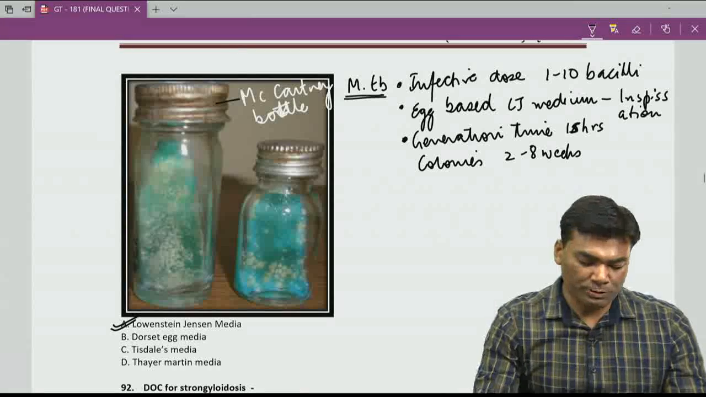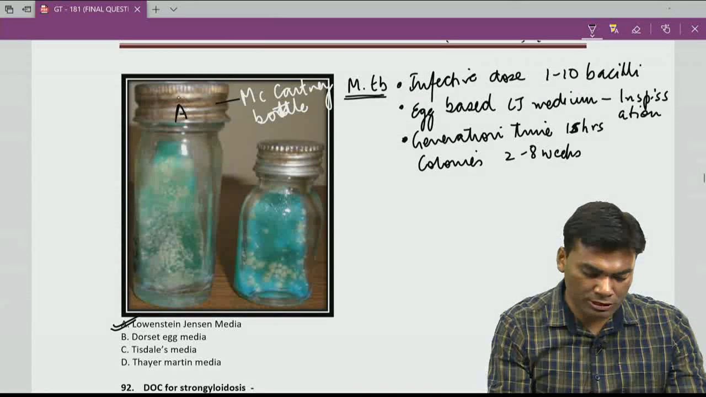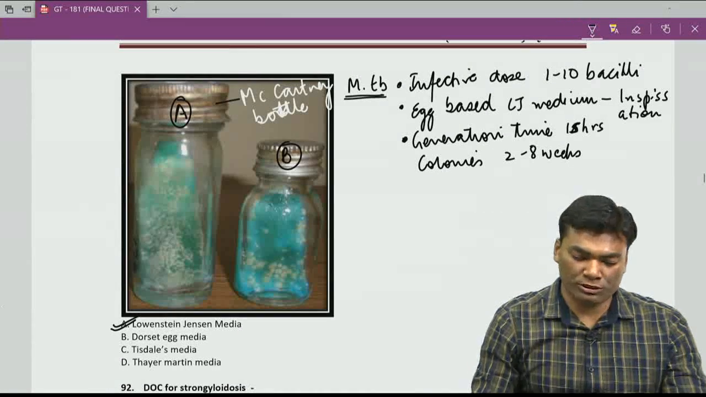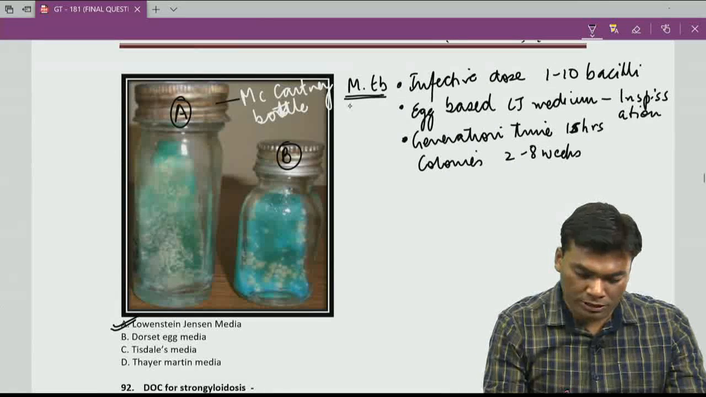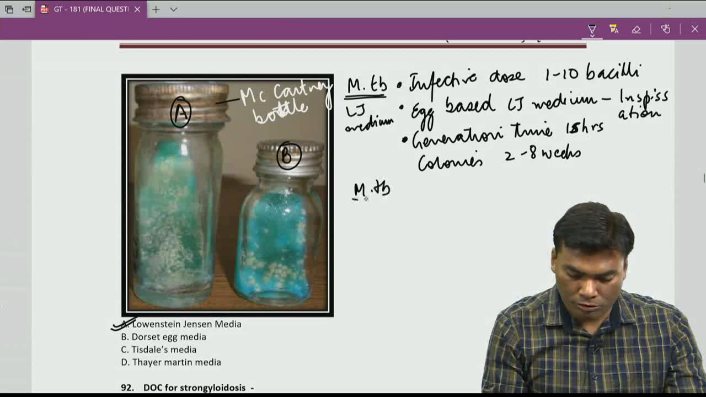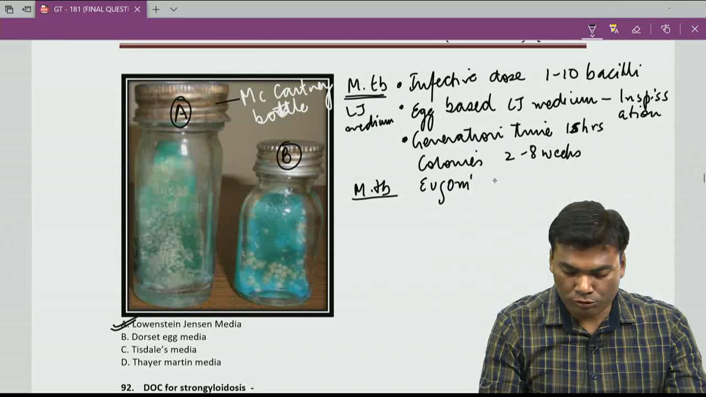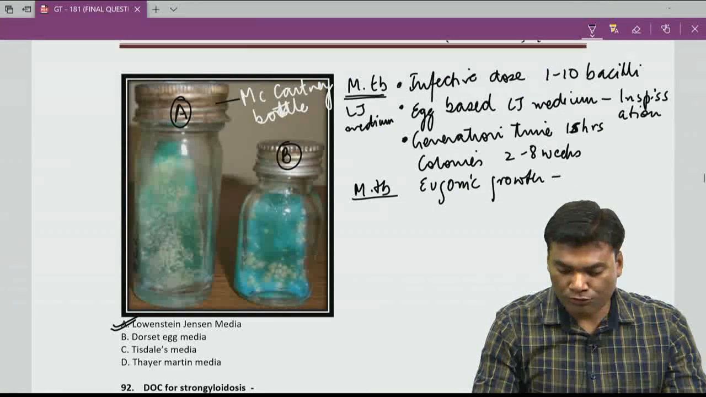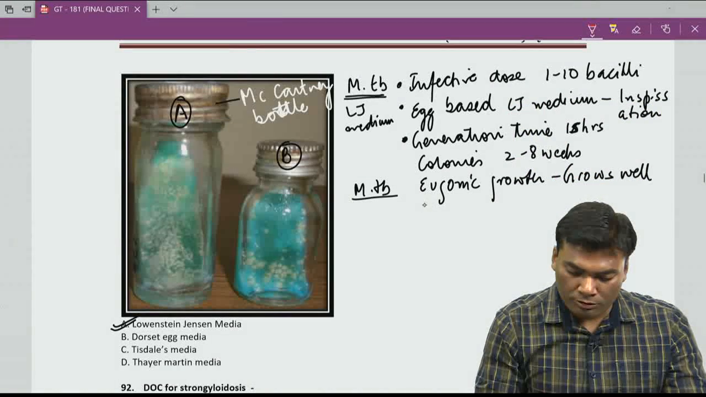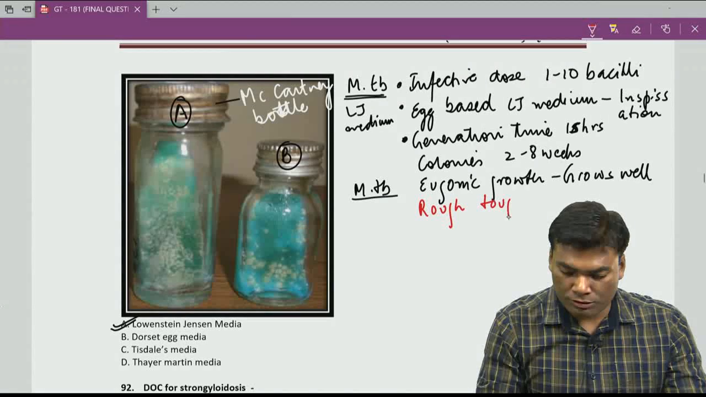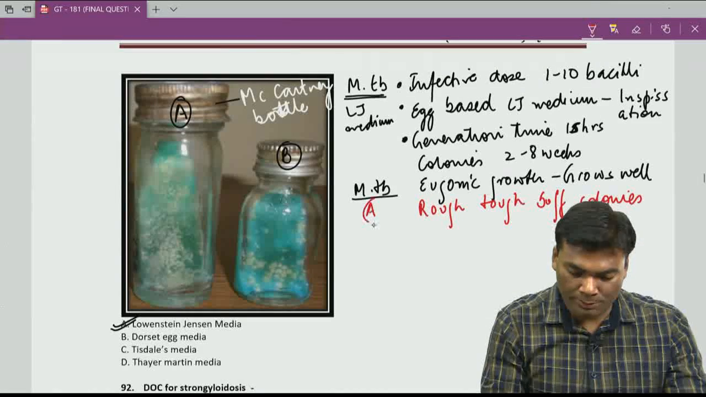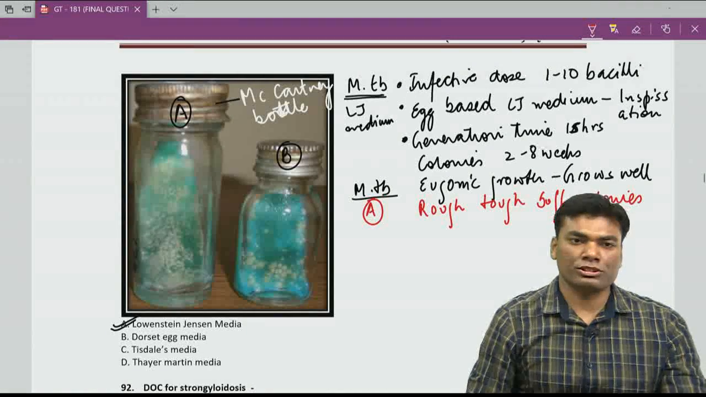Now what you see in this picture, if this is A and this is B, you can also identify the type of growth in this. So Mycobacterium tuberculosis shows eugonic growth. Eugonic growth means that it grows well, right? And how will it grow? So it will exhibit rough, tough and buff colonies. Rough, tough and buff colony. So now you see in the A part, you can see that this is Mycobacterium tuberculosis because it is growing very well.